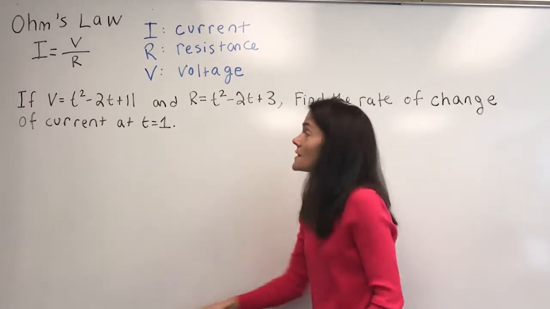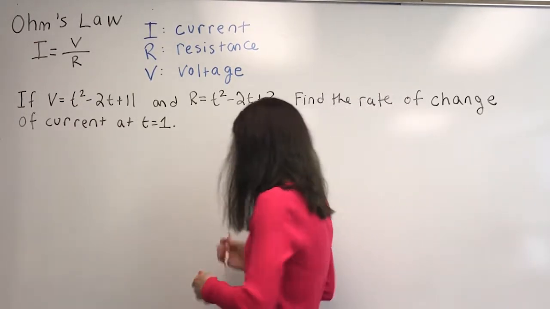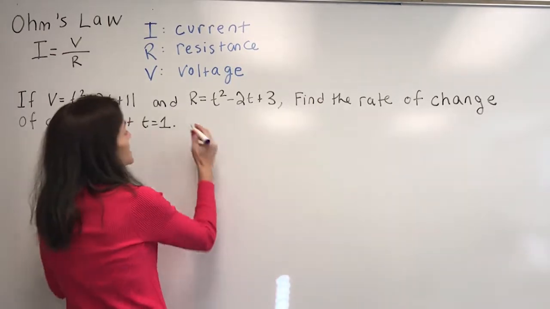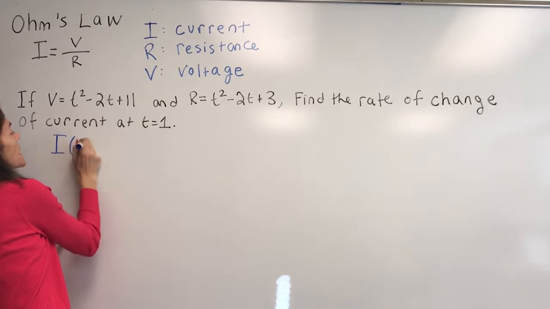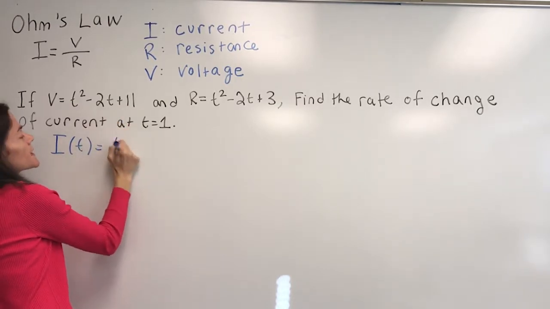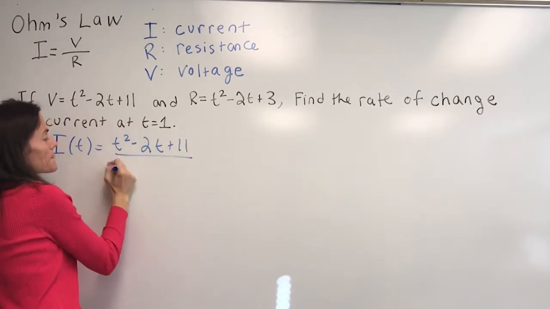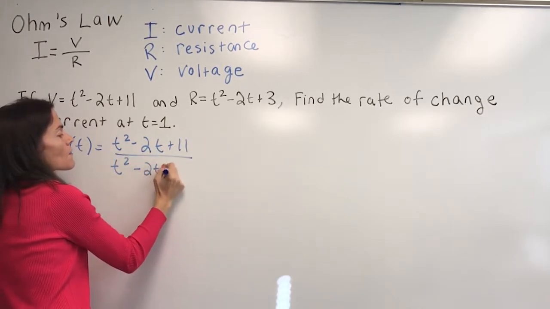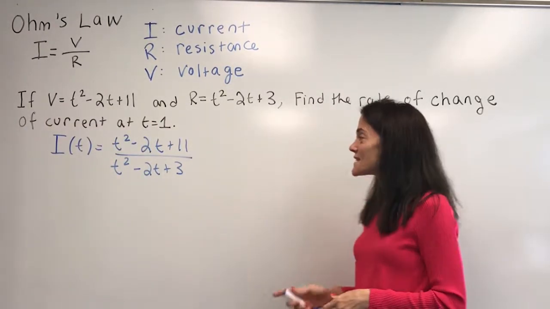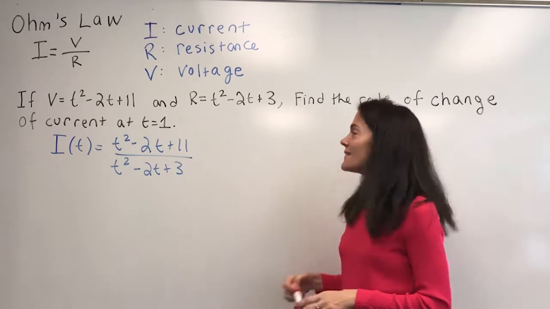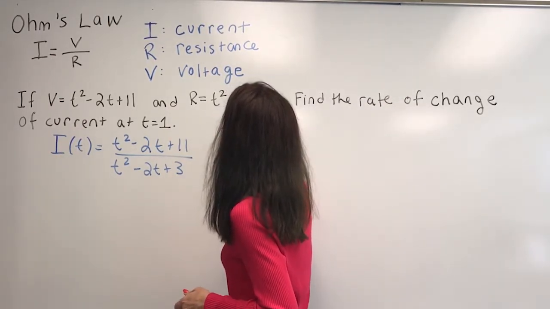Okay, so the first thing we can do is write the current as a function of time. Maybe I'll do that in blue. So the current, I'll do it over here, as a function of time is, we take V over R. Okay, so if we want to find the instantaneous rate of change of this function, this is a quotient rule. So we take the derivative, I prime of t.